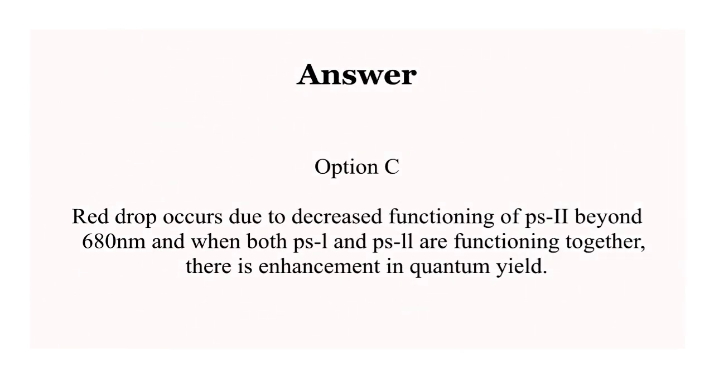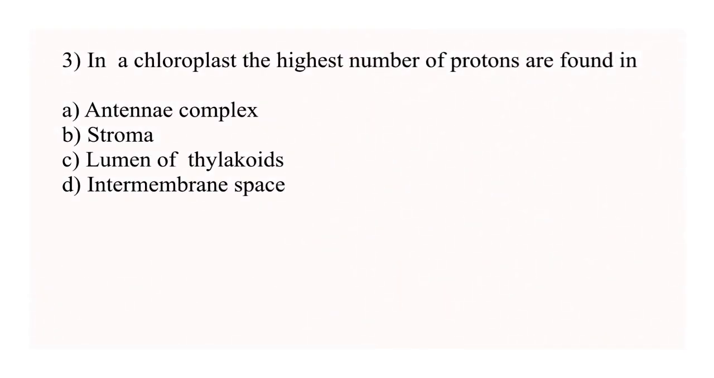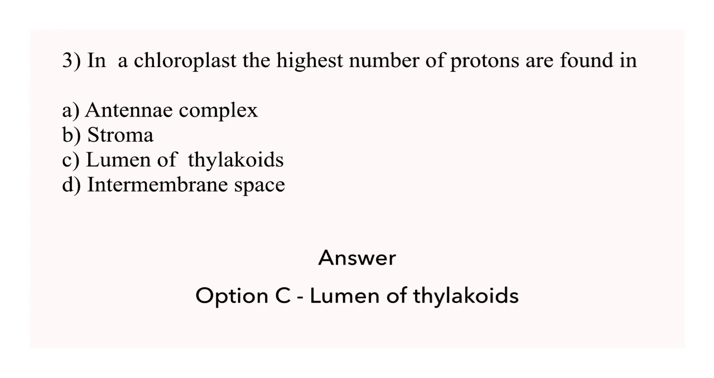So the answer is option C, that is, red drop occurs due to decreased functioning of PS2 beyond 680 nanometer, and when both PS1 and PS2 are functioning together, there is enhancement in quantum yield. The next question is, in a chloroplast, the highest number of protons are found in. The options are the ATP synthase complex, the stroma, the lumen of thylakoids, and the intermembrane space. So the answer is option C, that is the lumen of thylakoids. This question is also directly from the NCERT and can be answered very easily.